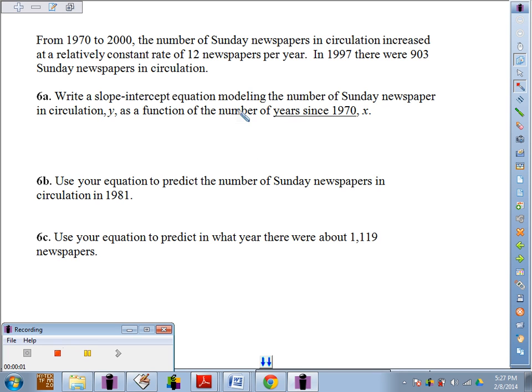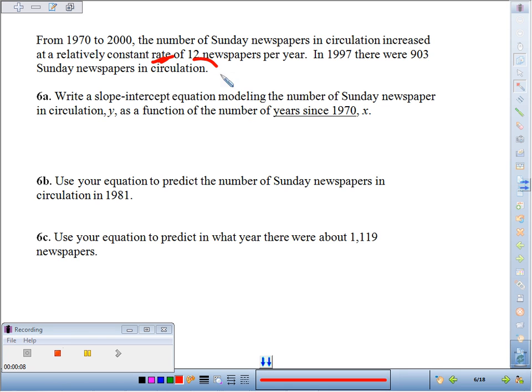Number 6, from 1970 to 2000, the number of Sunday newspapers in circulation increased at a relatively constant rate. There's a key word, that's our slope. Newspapers per year. In 1997, there were 903 Sunday newspapers. Write a slope-intercept equation modeling the number of Sunday newspapers in circulation as a function of the number of years since 1970. Okay, again, years since 1970.